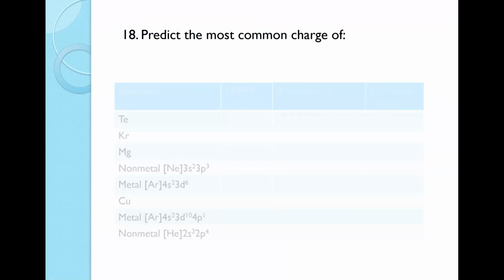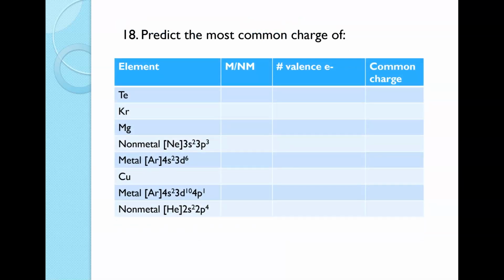So predict the most common charge. Basically, first thing you want to do is identify the metal or nonmetal. So this is a nonmetal, nonmetal, metal, nonmetal, metal, metal, metal, nonmetal. So first thing I would do is, if it's a nonmetal, I'm going to write negative, negative, negative, and negative. Metals are positive, positive, positive, positive.